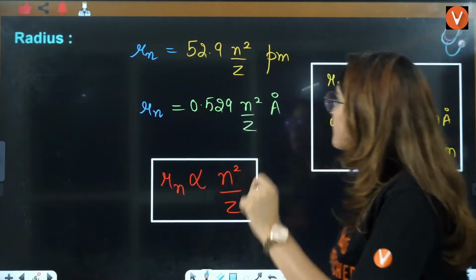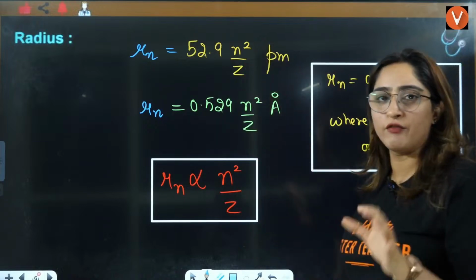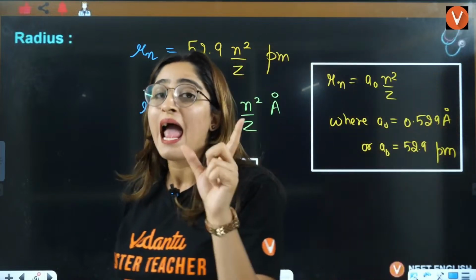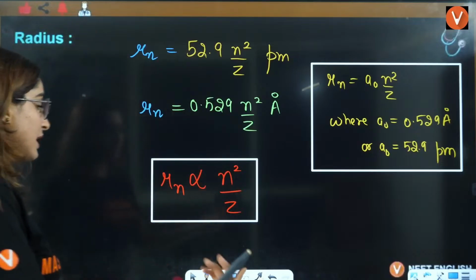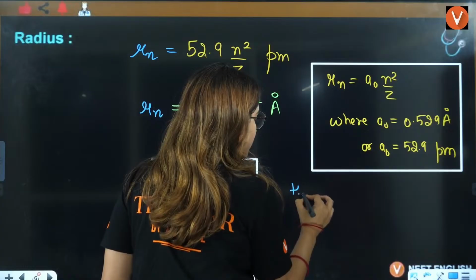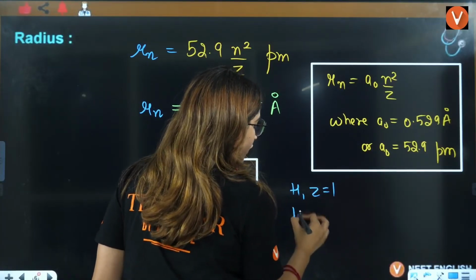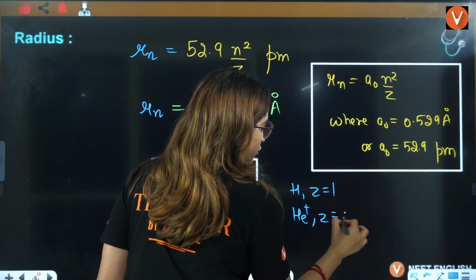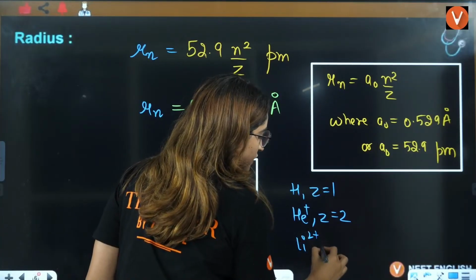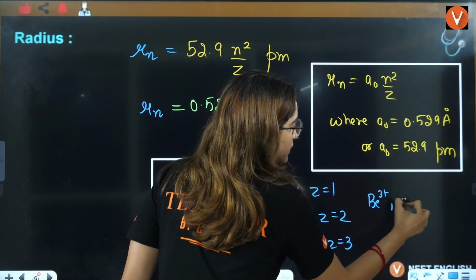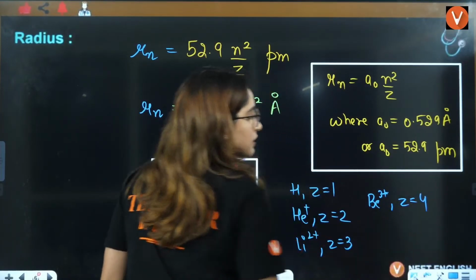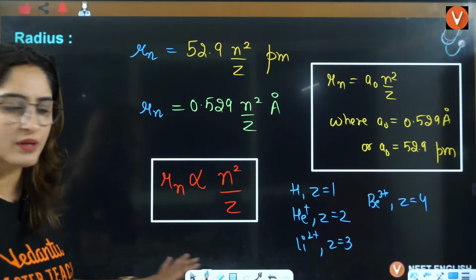Because students, it depends upon n and Z, where n is the orbit number and Z is the atomic number, right? For hydrogen, let's say you can write it here, Z is equals to 1. For helium positive, Z is equals to 2. For lithium 2 positive, Z is equals to 3. For beryllium 3 positive, Z is equals to 4. Now, that is the whole scenario, right?